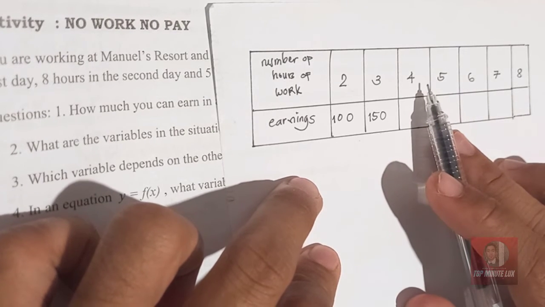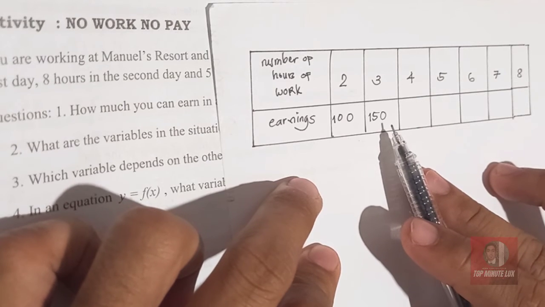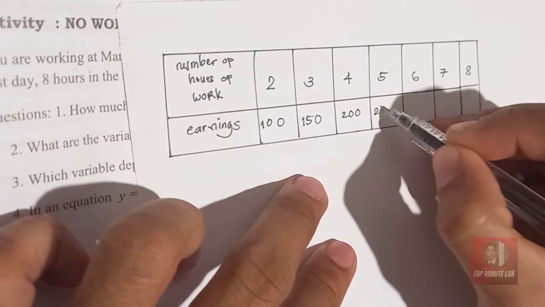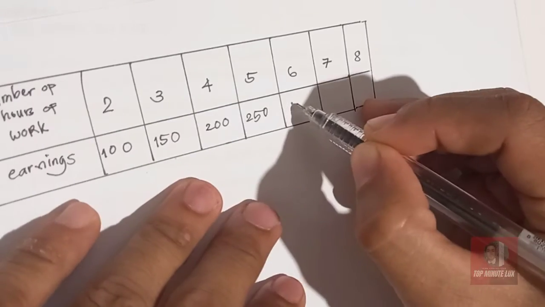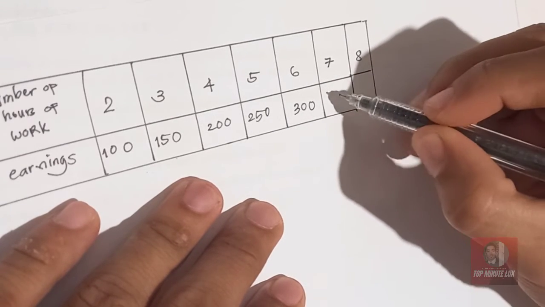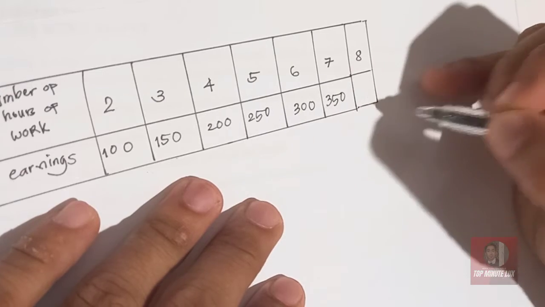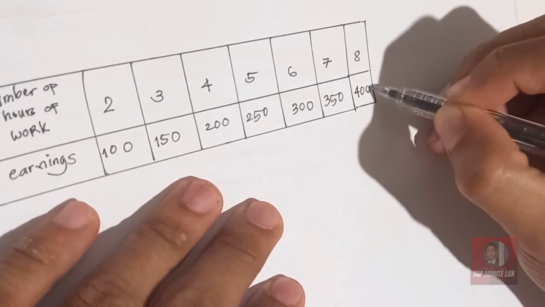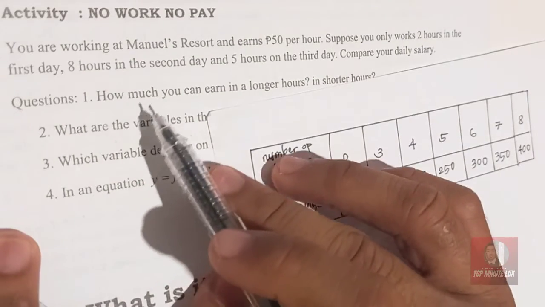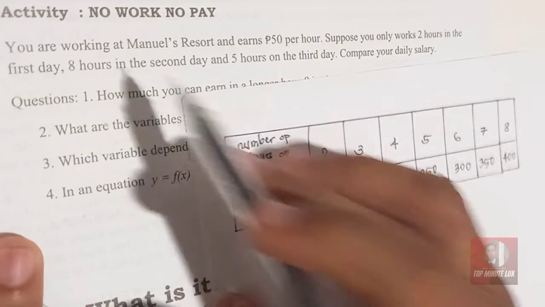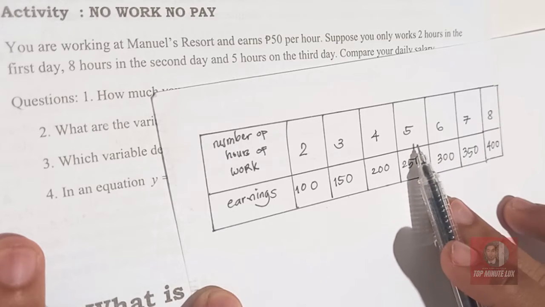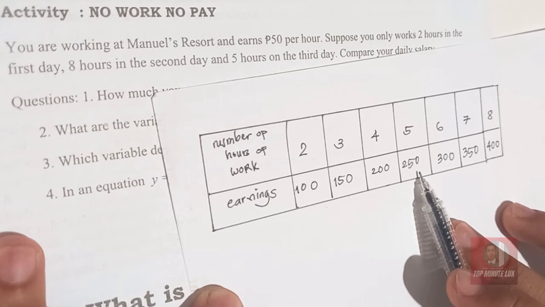For 4 hours, just add 50 pesos, so it will become 200 pesos. For 5 hours, it's 250 pesos. For 6 hours, it's 300 pesos. For 7 hours, it's 350 pesos. For 8 hours, it's 400 pesos. So, if you work for 8 hours on the second day, you will earn 400 pesos. And for 5 hours on the third day, you will earn 250 pesos.